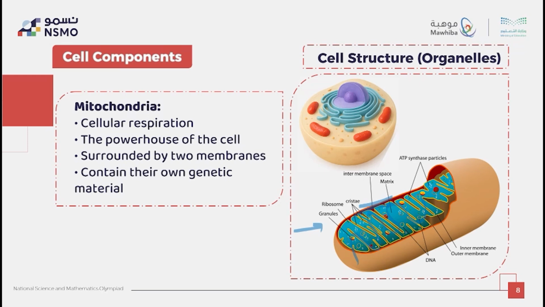Mitochondria perform cellular respiration, as we see here. And we say it is the powerhouse of the cell. It is also responsible for producing ATP and contains its own genetic material. So these are the most important things about mitochondria.